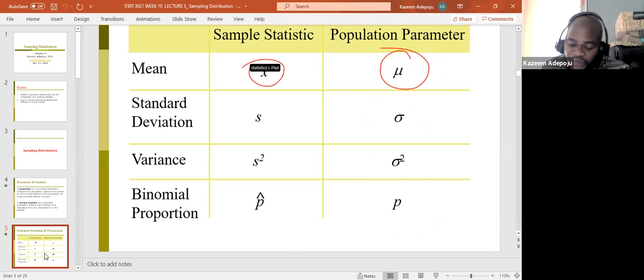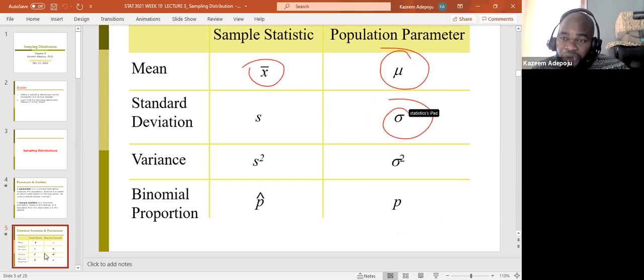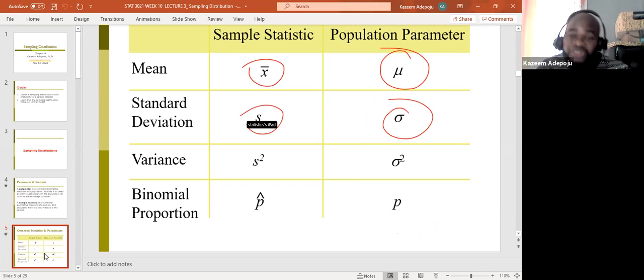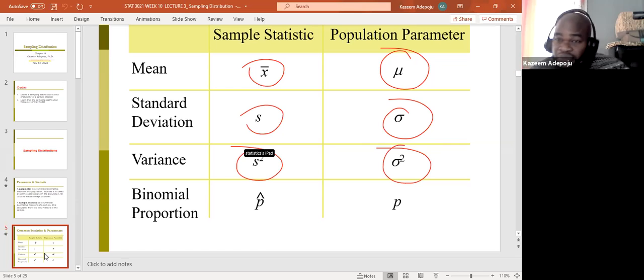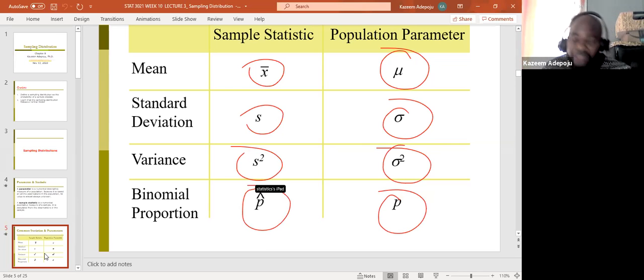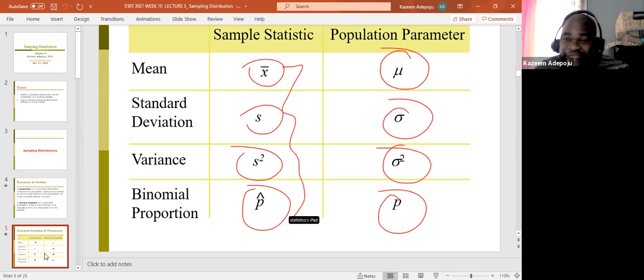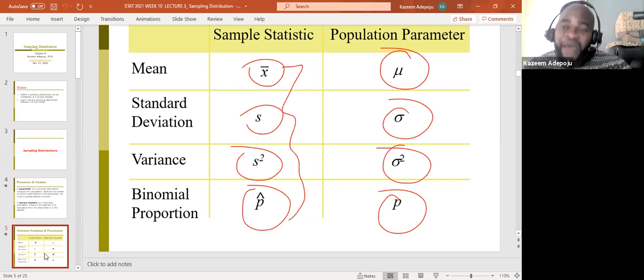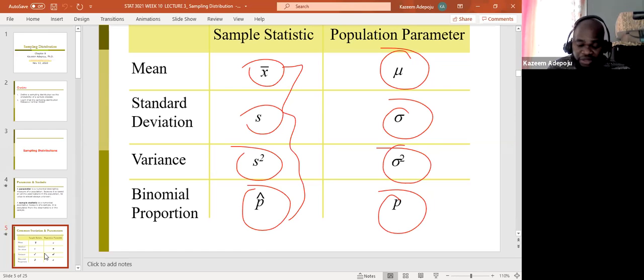Okay, when we're looking for the population standard deviation, what we're going to end up getting is the sample standard deviation. When we're looking for the population variance, we're going to compute the sample variance. When we're looking at the population proportion, we end up getting the sample proportion. And at the end of the day, we're going to refer to all of these as the estimate of the population parameter that we're looking for. Okay, they're going to be estimates. Can you get it now?